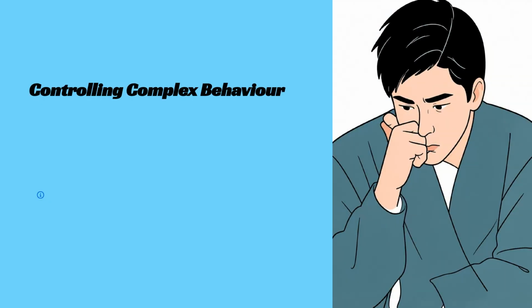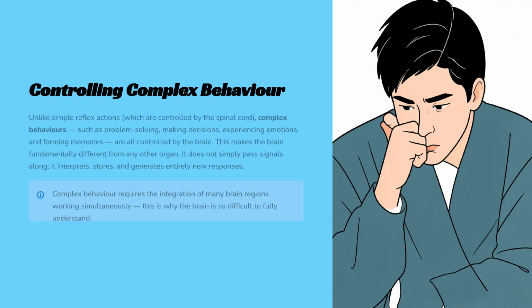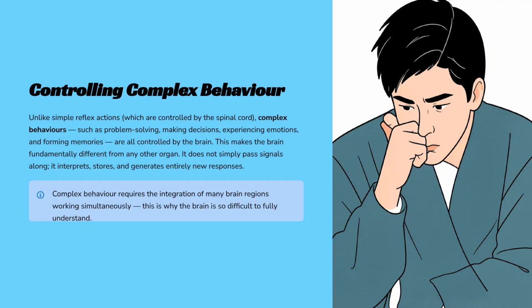The brain controls complex behaviors such as problem-solving, decision-making, and memory formation. Unlike simple reflexes controlled by the spinal cord, complex behaviors require the brain to interpret, store, and generate new responses. This process involves the simultaneous integration of many brain regions, making the brain so difficult to fully understand.